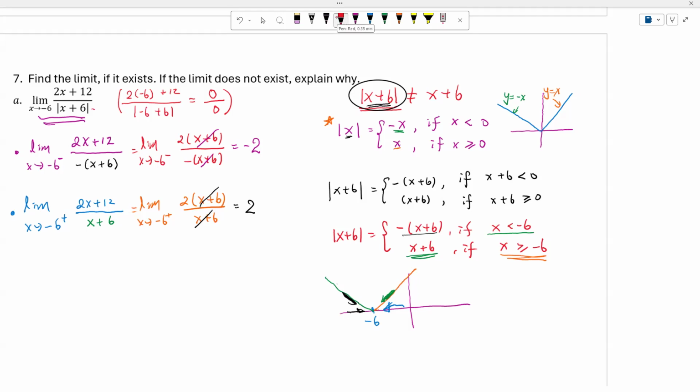From the left it is negative 2. From the right it is 2. So now we will say that the limit as x approaches negative 6 of 2x plus 12 divided by the absolute value of x plus 6 does not exist.